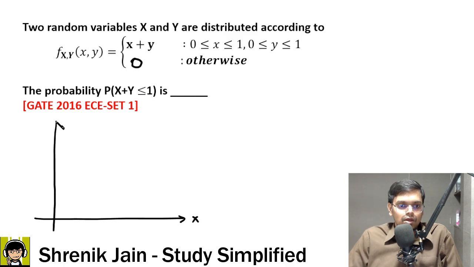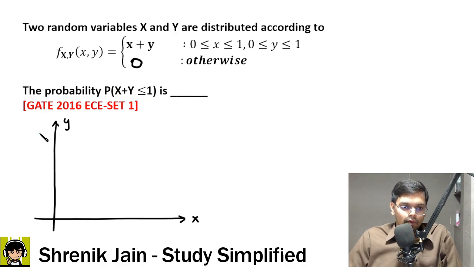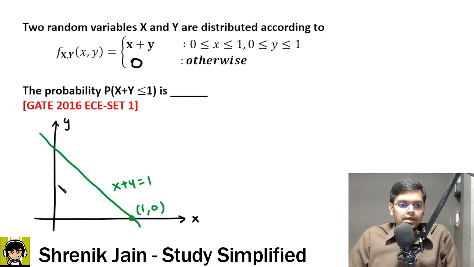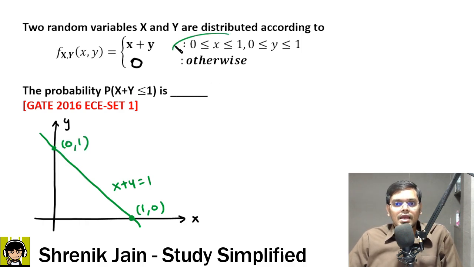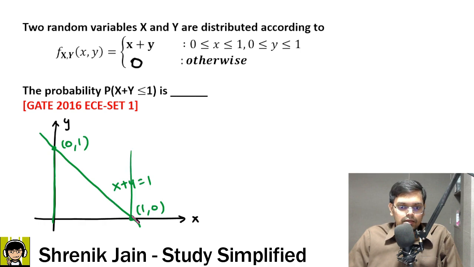Chalo, this is a telecommunication question. It's not that easy. By the way, making the region is not tough. The line x plus y equal to 1 is this. This is the point where x is 1, y is 0. This is the point where x is 0, y is 1. What's next? x is 0 to 1, y is 0 to 1. So x is 0 is this line, x is 1 is this line, y is 0 is this line, y is 1 is this line, and you can clearly see that the shaded region would be this.